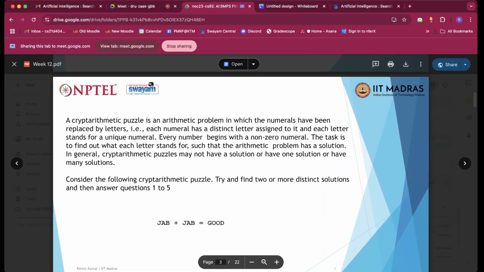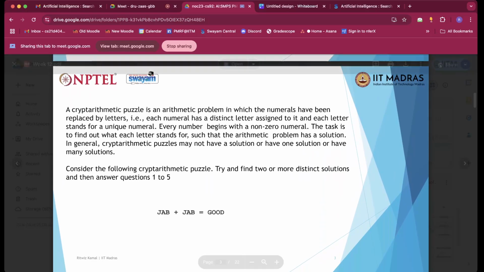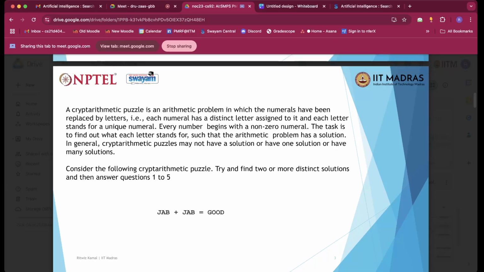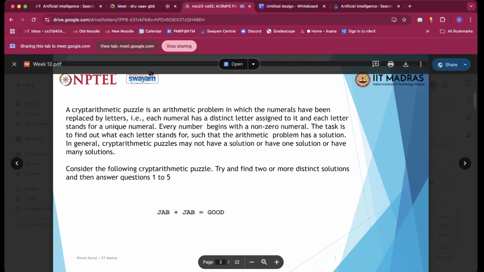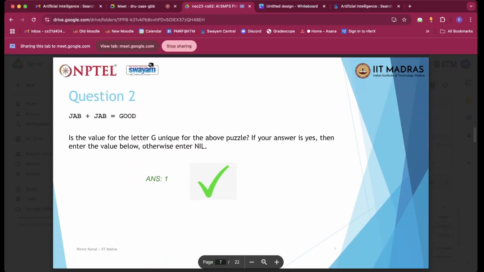Okay, so it says that each numeral has a distinct letter assigned to it, and each letter stands for a unique numeral. Every number begins with a non-zero numeral. The task is to find out what each letter stands for, so that the arithmetic problem has a solution. Okay, so we're not given any specific information about the carry case.